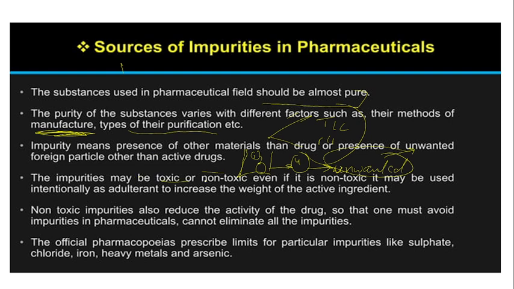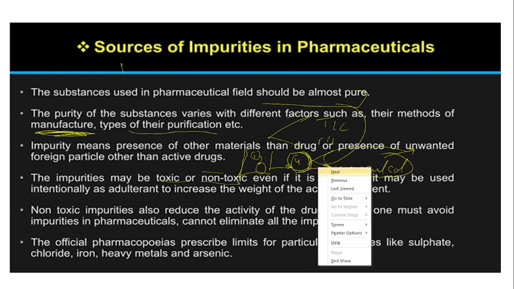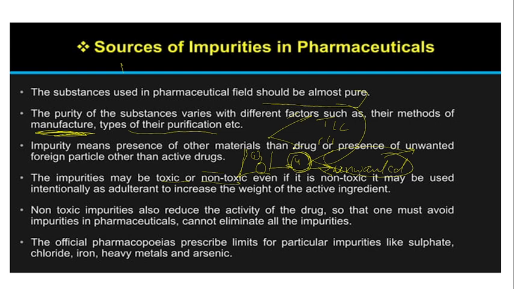It may be toxic or non-toxic. Exactly, we don't know what this product is. Toxic is when, like, an excess amount of any drug is present, then we call it toxic. And if it is in a deficient amount or has no negative impact on the human body, the patient or consumer, we can call it non-toxic. It may be used intentionally as an adulterant to increase the weight of the active ingredient. Sometimes toxic or non-toxic substances are used intentionally as an adulterant to increase the weight of the active ingredient.